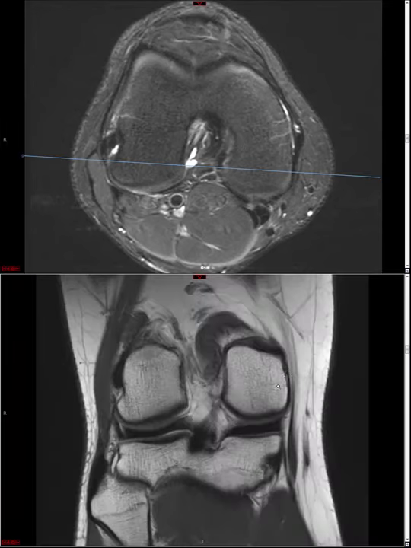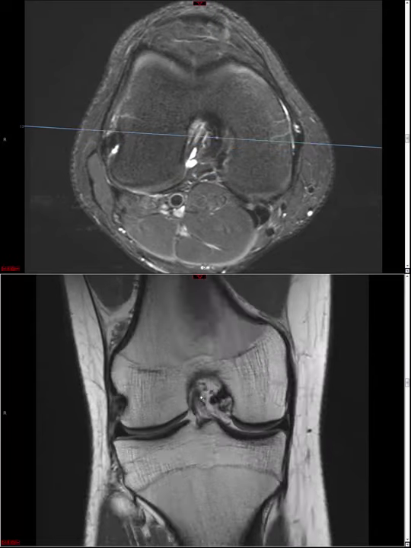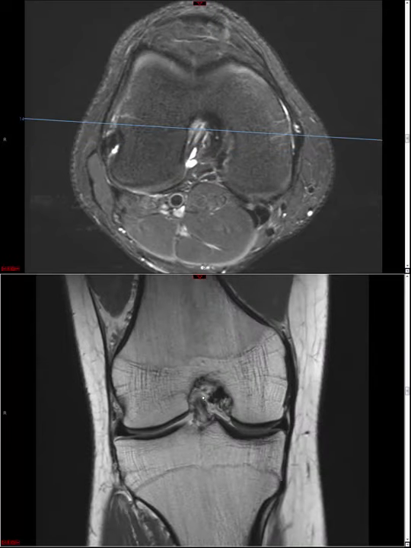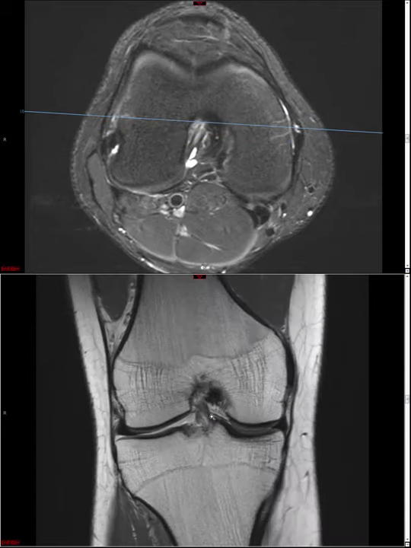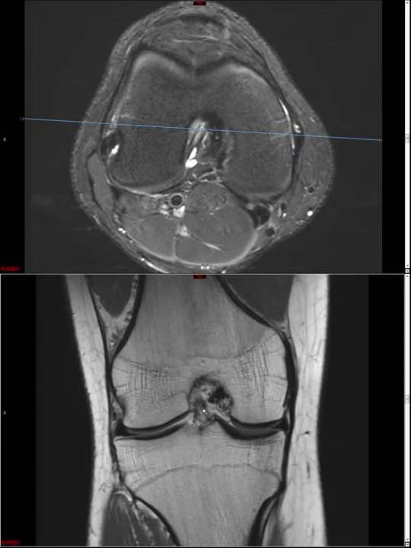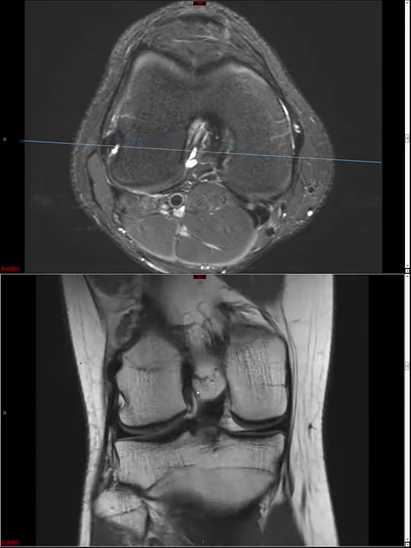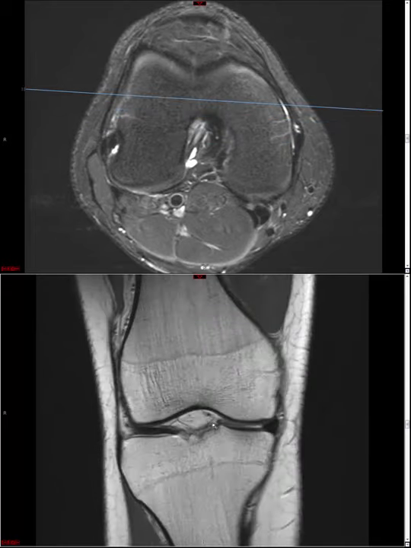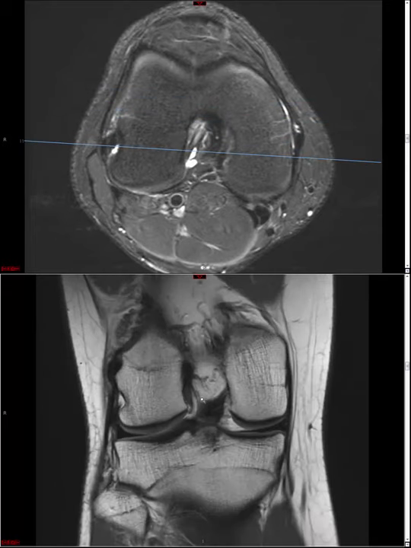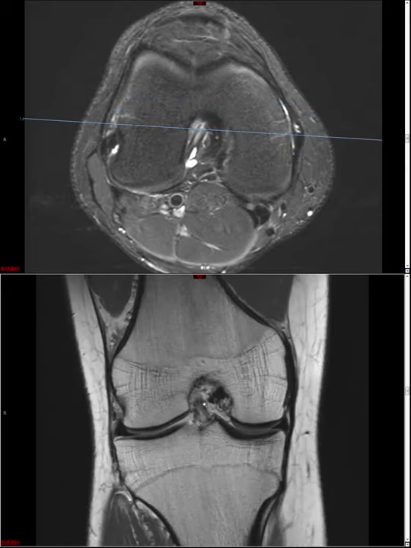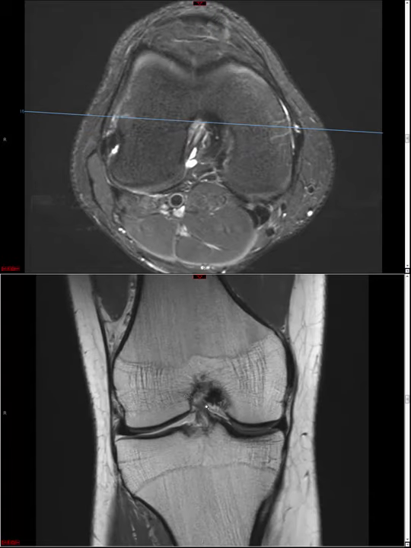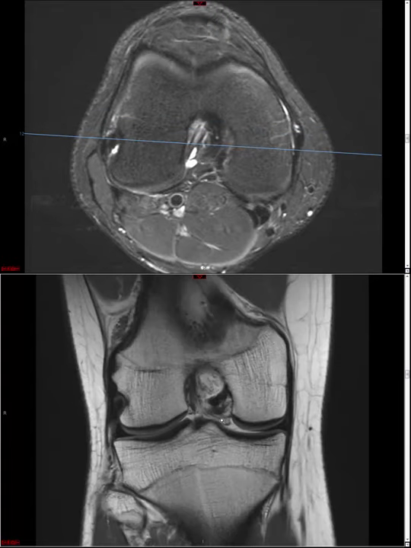The coronal actually shows the femoral origin quite nicely as well, but I really like the coronal to look at the tibial insertions of these aforementioned anteromedial and posterolateral bundles. And again, note the striated appearance of the ligament. So this is one of those structures I was talking about earlier that generally will show increased signal and can be normal. So you really have to look at the morphology and orientation and alignment as well as caliber to make a call on the ACL.